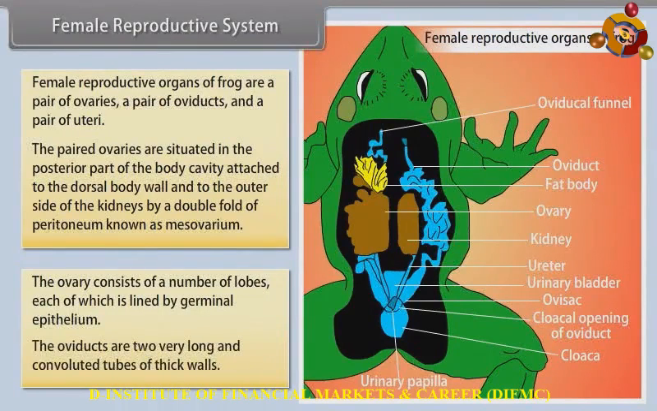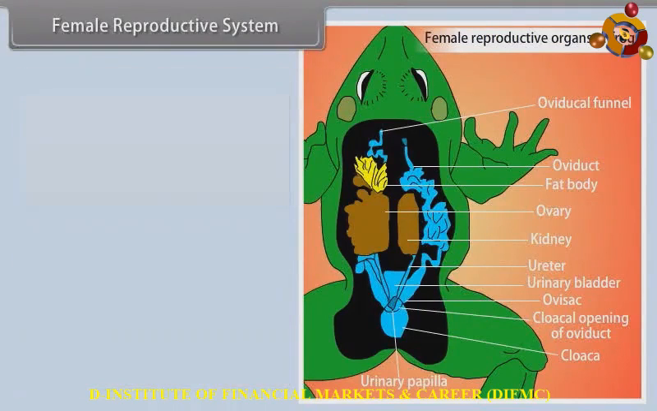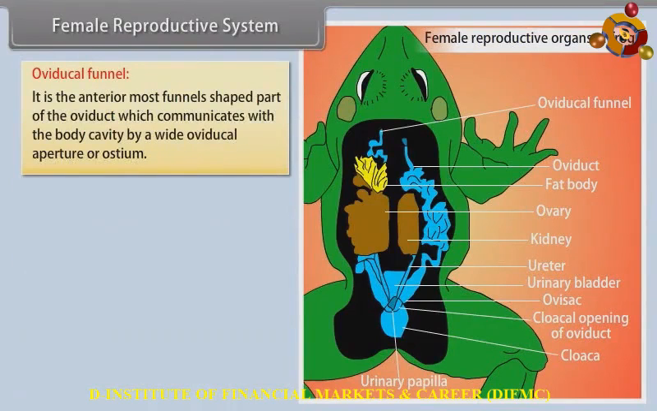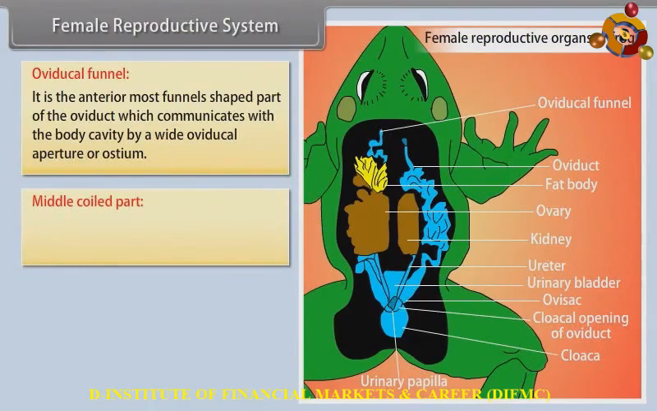The oviducts are two very long and convoluted tubes of thick walls. The oviduct is distinguished into three regions. Oviducal funnel. It is the anterior-most funnel-shaped part of the oviduct, which communicates with the body cavity by a wide oviducal aperture or ostium.